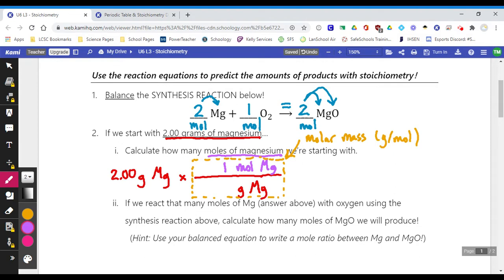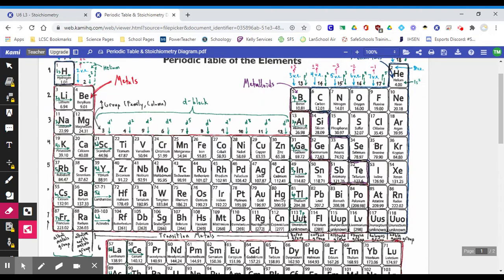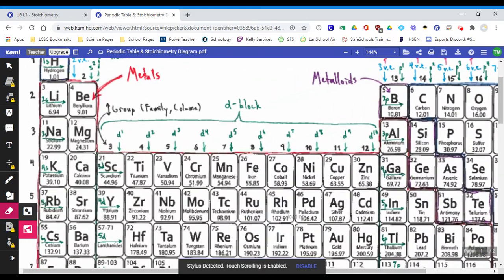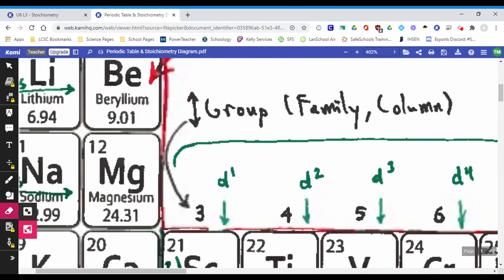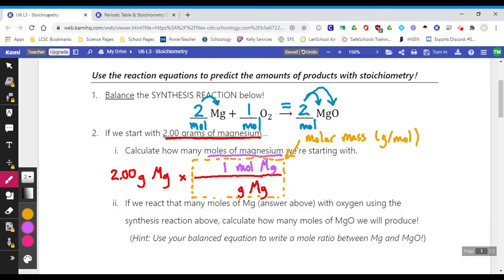Well, this is what the periodic table helps me with. So I'm going to switch over to the periodic table and find magnesium. Let's see, Mg. There it is. Okay, so this 24.31 down here is telling me that magnesium has a molar mass of 24.31 grams for every mole of stuff. So in 1 mole of magnesium, that should be 24.31 grams. Now, I don't actually have 24.31 grams of magnesium. I have 2. So my answer is not going to come out to be 1 mole. It's going to be a lot less.